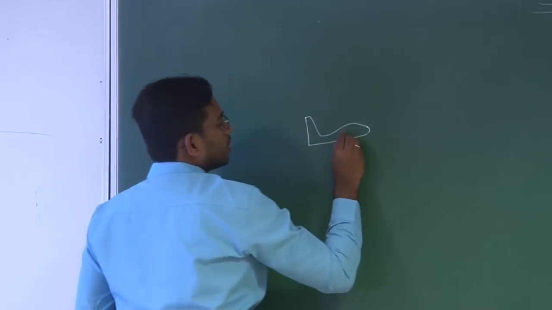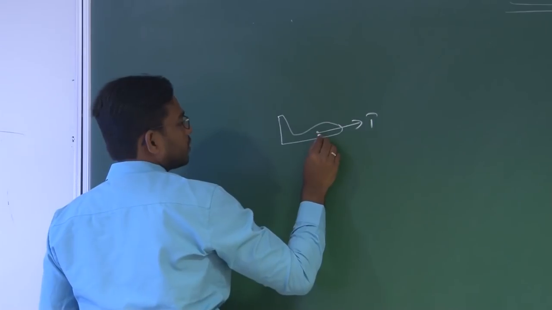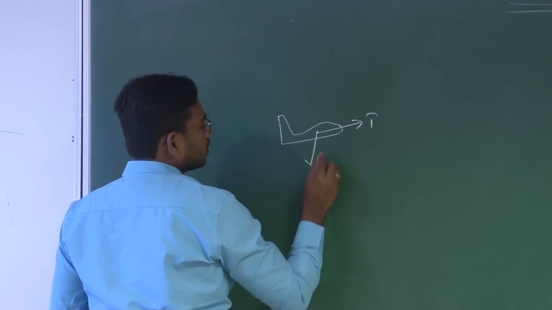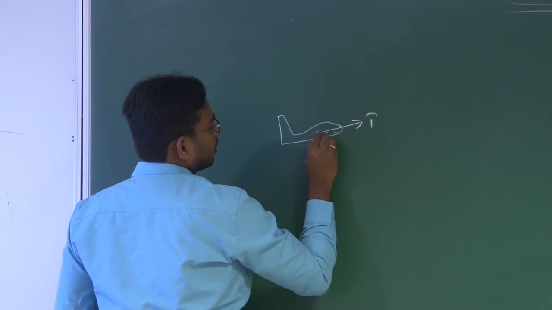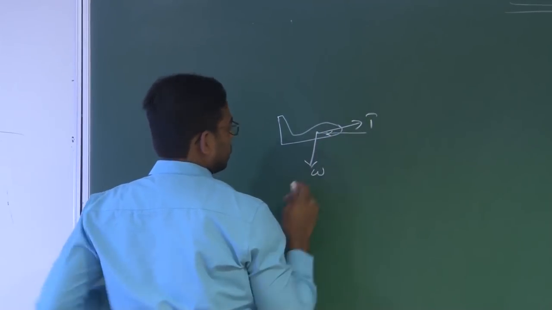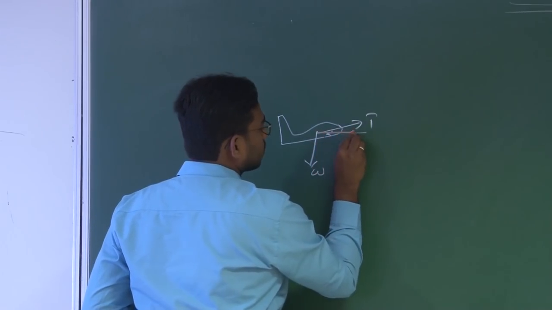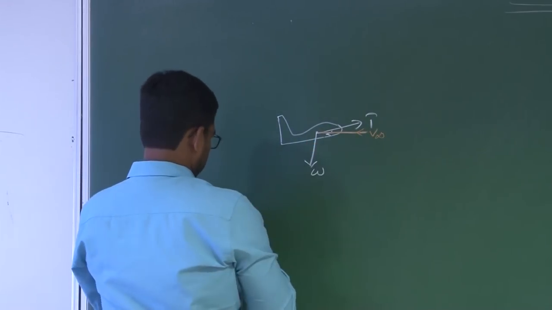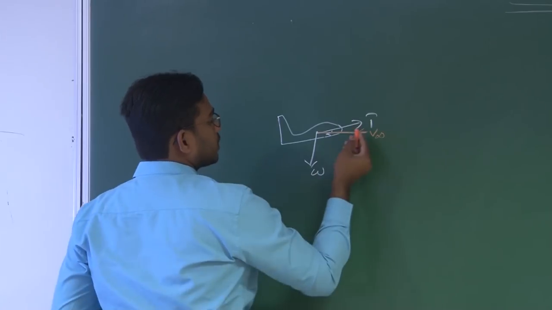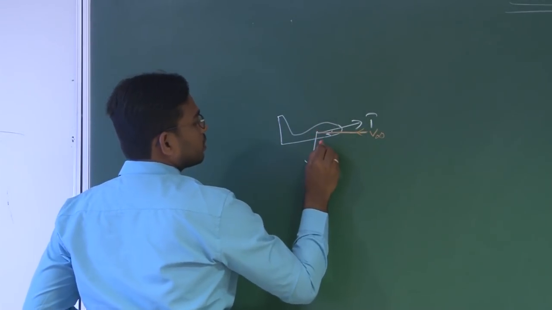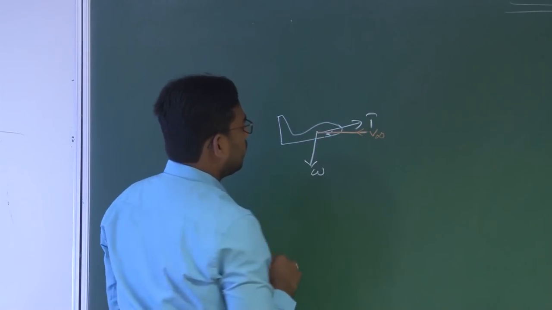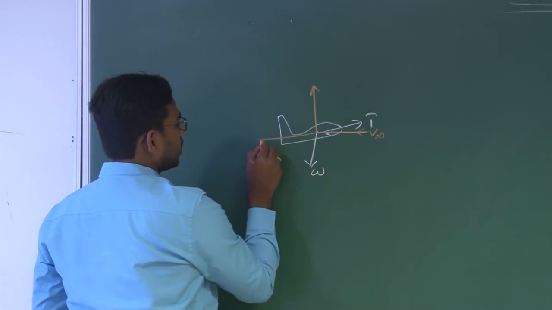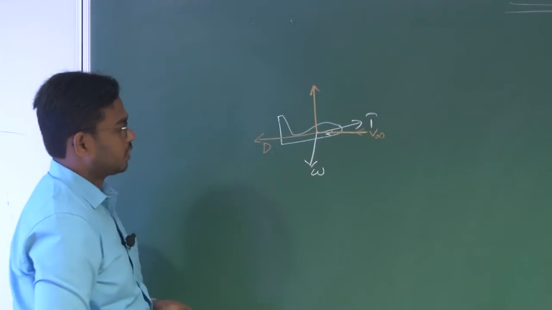Let us consider this is your UAV, acted upon by external forces, thrust. You have weight acting vertically down, and due to this thrust, the aircraft will move at a certain velocity, V infinity. So this is your V infinity. And once it starts moving, there will be flow due to which there will be aerodynamic forces, external forces like lift and drag. Lift is acting perpendicular to V infinity, drag along the direction of V infinity.